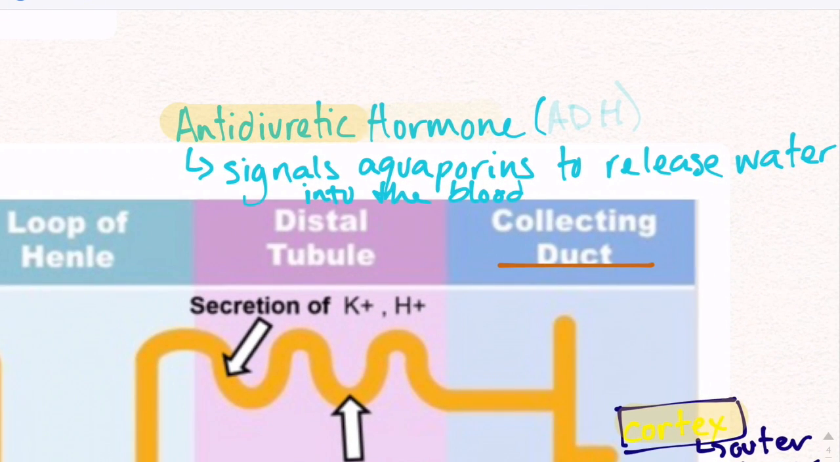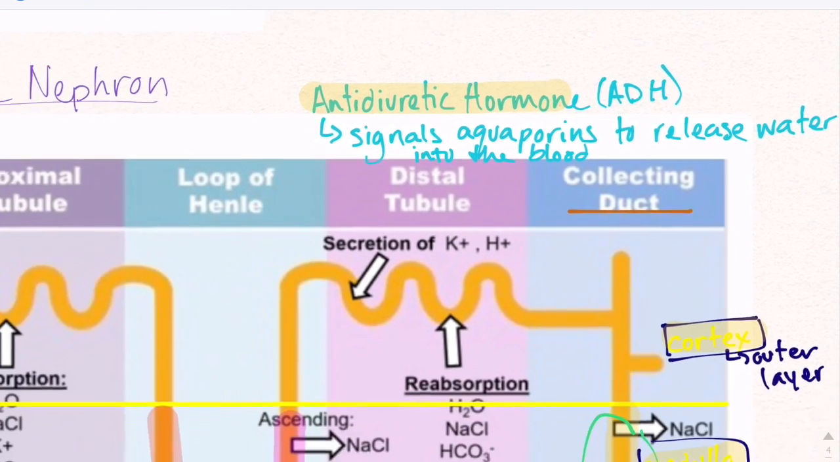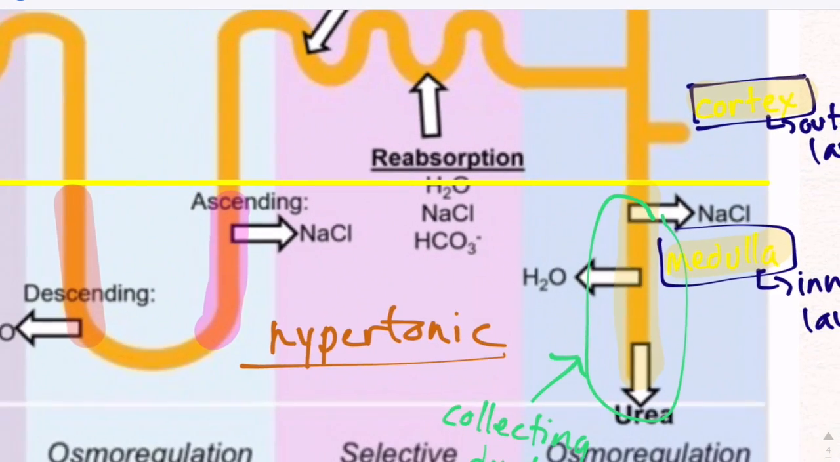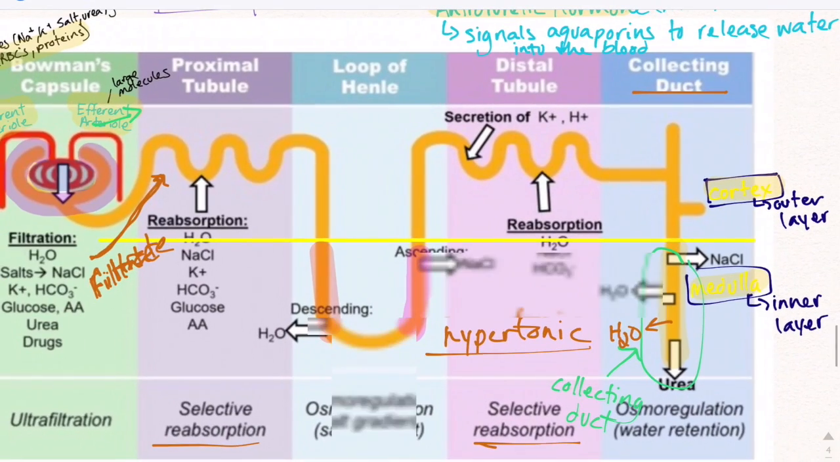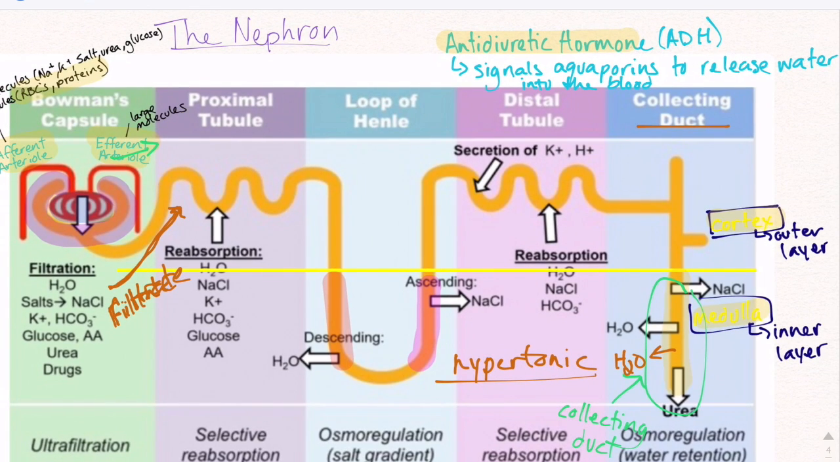Antidiuretic hormone, known as ADH, regulates water. This ADH signals aquaporins in the collecting duct to release water into the blood. So when there's more ADH, more aquaporins open and let water reabsorb into the blood. If a person is very hydrated, then less ADH would be secreted because the bloodstream would not need as much water. If a person is very dehydrated, there would be a high concentration of ADH because we would want more aquaporins so that more water can be reabsorbed into the bloodstream if needed. So if someone is dehydrated, ADH would be released, and if someone is overhydrated, ADH would be inhibited.